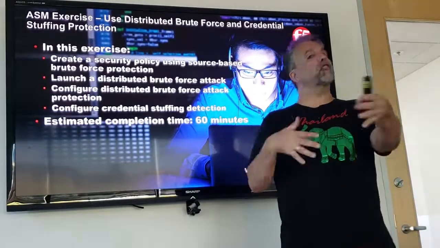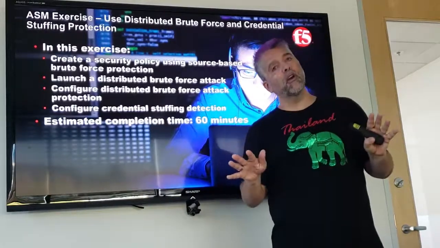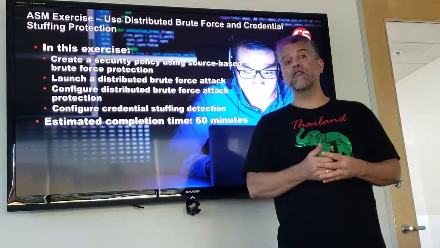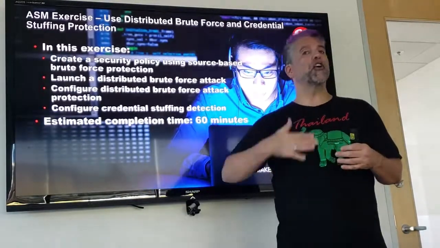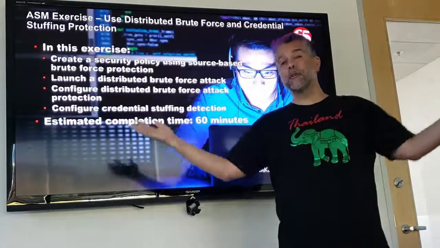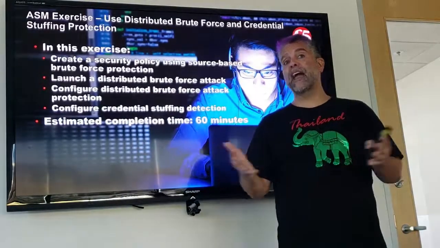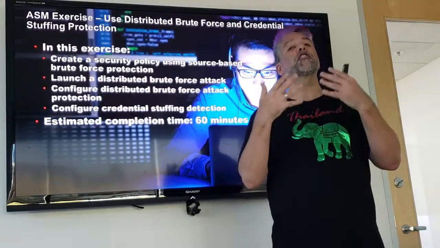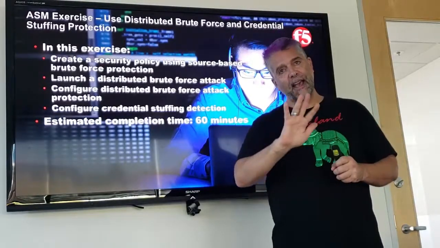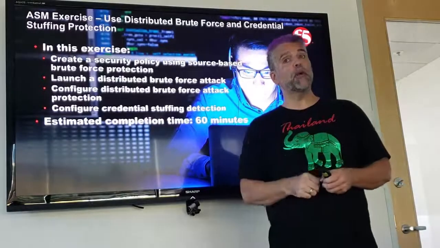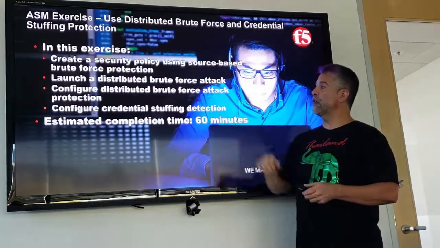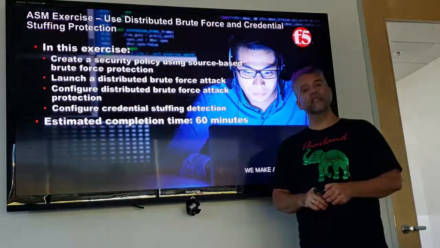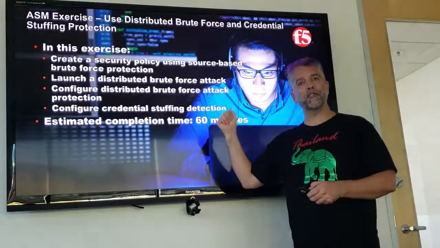But then what you're going to do is use a simple iRule. You've done this before. You're going to use an iRule to change the source IP. And so now all the requests from your Windows workstation are all going to come from different IP addresses all over the world, and your single source brute force protection will no longer work. So then you're going to configure your distributed brute force protection, and then you'll see that kick in. You'll see your report, and then you'll finish up with the credential stuffing attack and detection. 60 minutes, and we'll see you after the exercise.